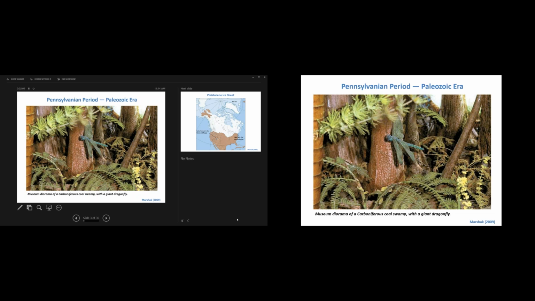You have a scale for that dragonfly there? No, I bet it's huge though. I have to ask Marshak. Yeah, some of them are like 5-6 feet long.